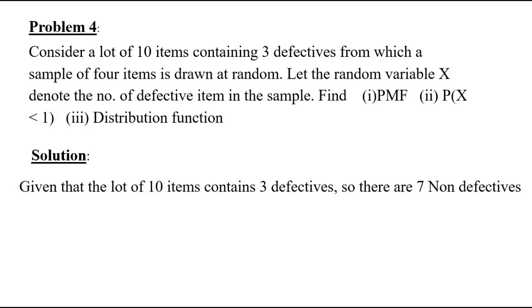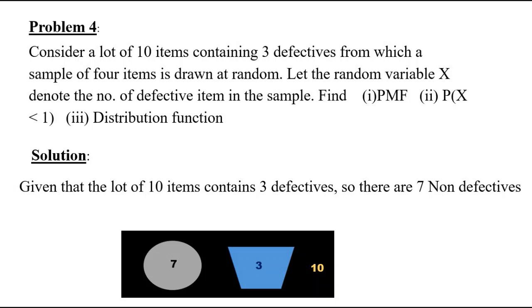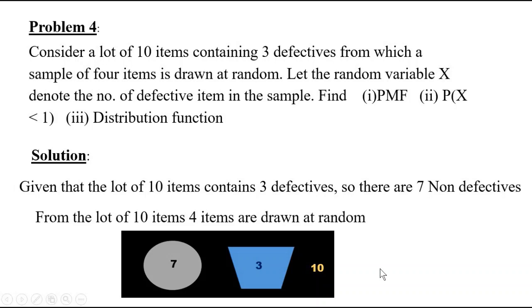From the lot containing 10 items, it is given that 3 are defectives. That means the remaining 7 are non-defectives. Okay, so here we have a lot containing 10 items, out of which 7 are non-defective and 3 are defectives. Now from this lot, we are going to select 4 items at random. So from these 10, we are going to select 4 items. Now we have a sample of only 4 items.